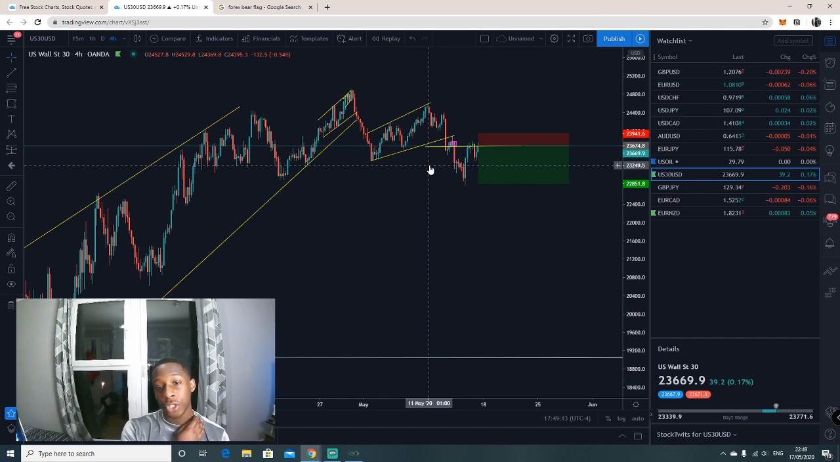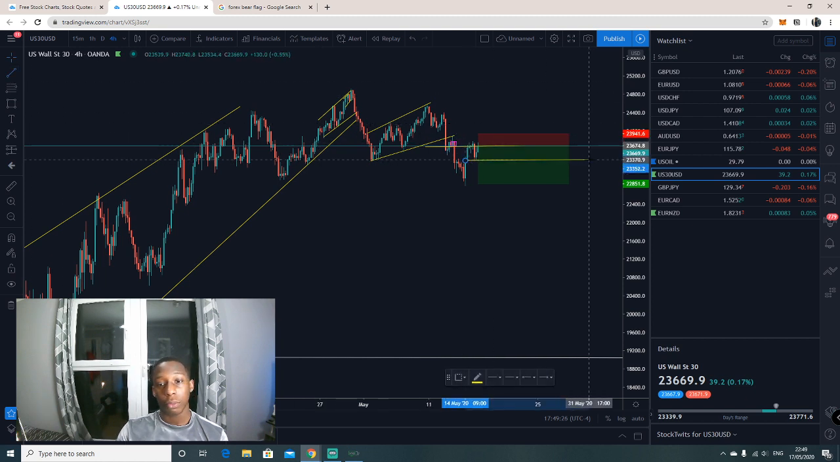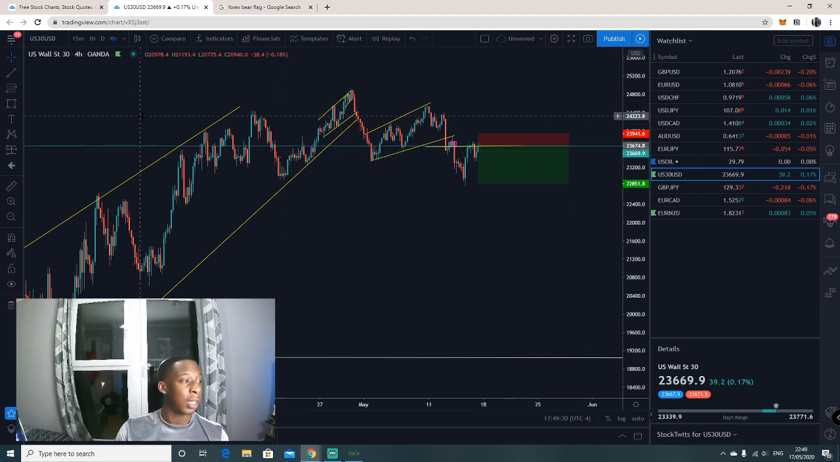So if you want to be conservative with this trade, once you're in this trade, once it gets to this level, move your stop loss to break even, then just trail your stop like how Ty says it.